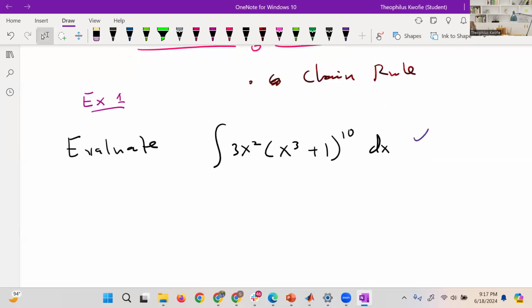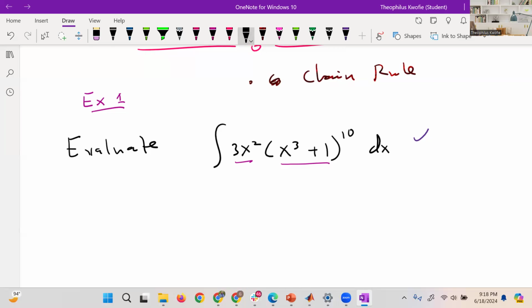Now, you ask yourself, there are two functions. One is 3x to the power 2, and then we look at the base of the other function, which is x to the power 3 plus 1. Now we see that one of them happens to be the differential of the other. For example, if we differentiate x to the power 3 plus 1, we get 3x squared. Do you see that when we differentiate that? So it means that we have to do something about this.